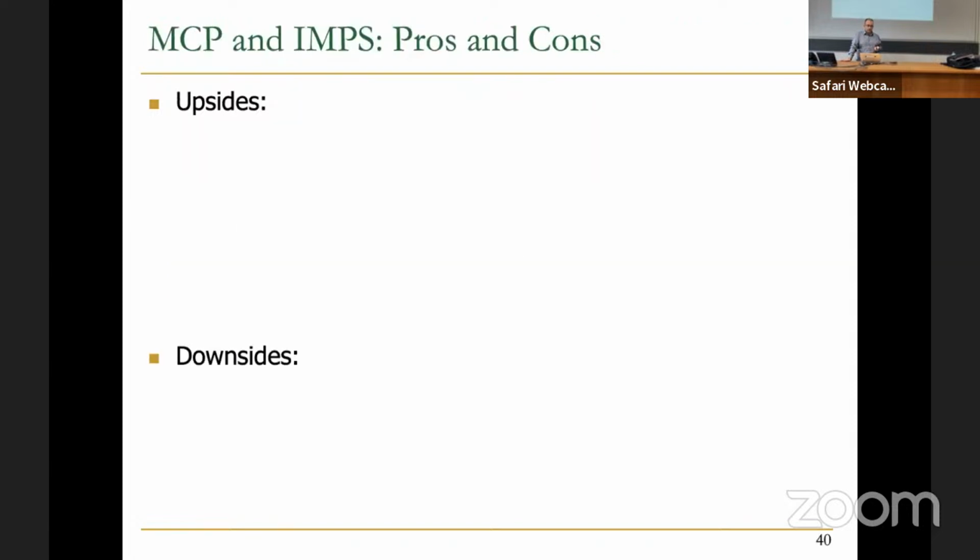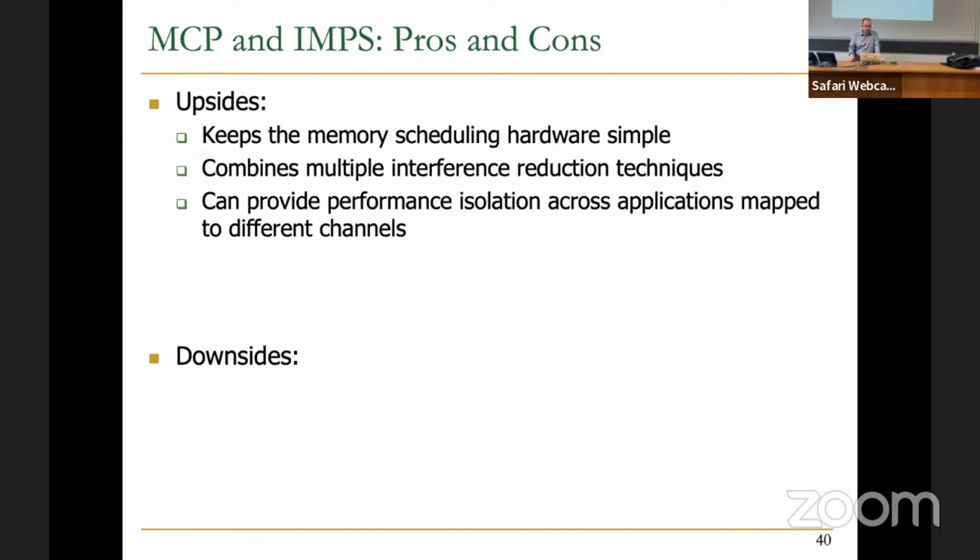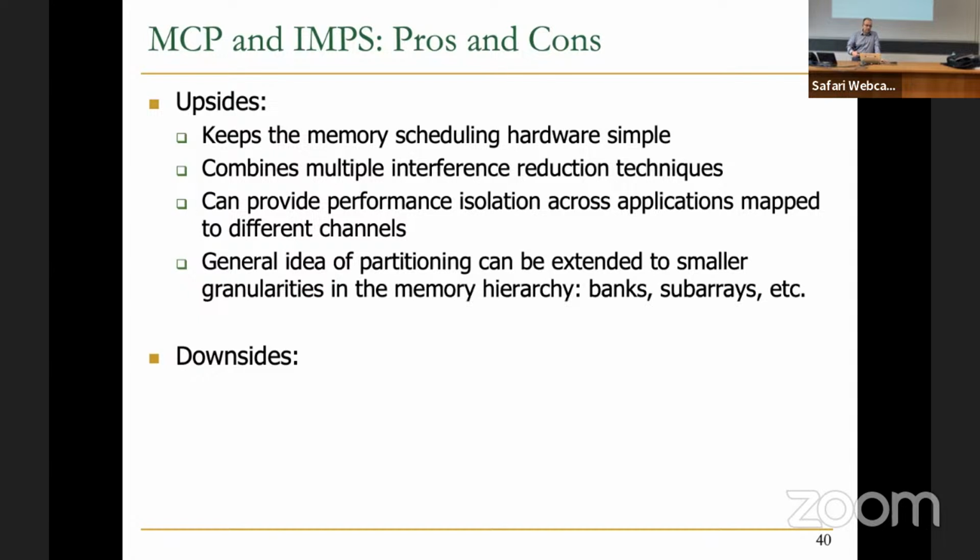And of course, there are upsides and downsides. On the upside, with MCP and IMPS, we can keep the memory scheduling hardware simple. We combine multiple interference reduction techniques, and that can provide performance isolation across applications mapped to different channels. And the general idea of partitioning can be extended to a smaller granularity as well in the memory hierarchy. It doesn't need to be at the channel partition. It can be across banks or subarrays, etc.